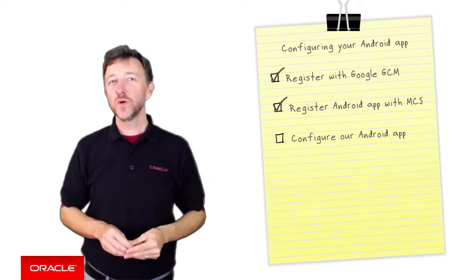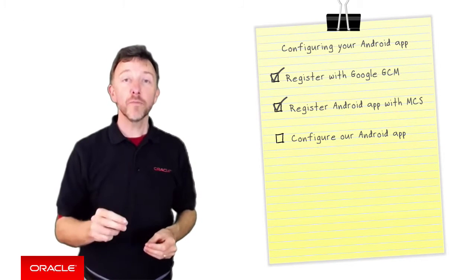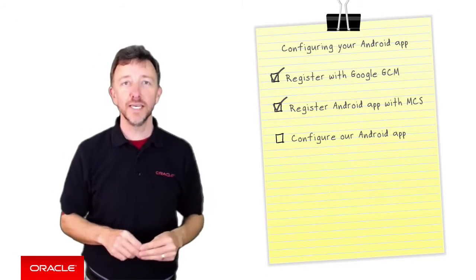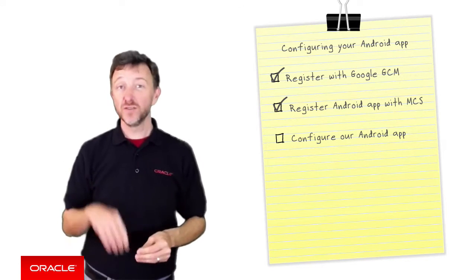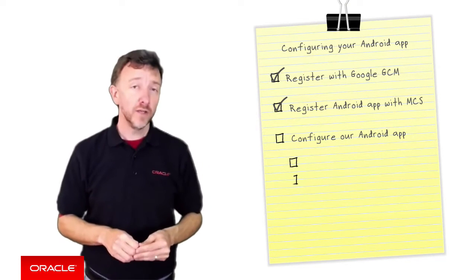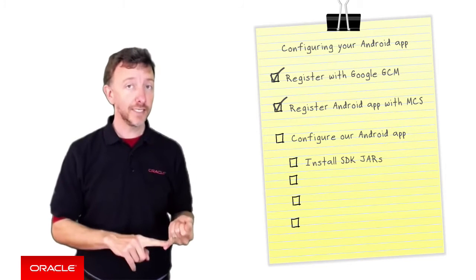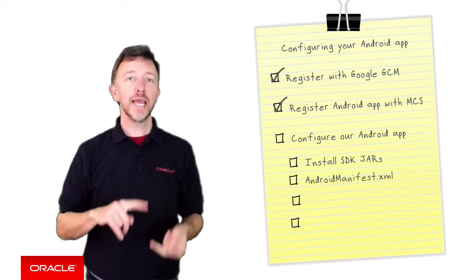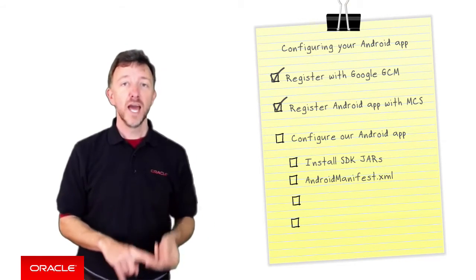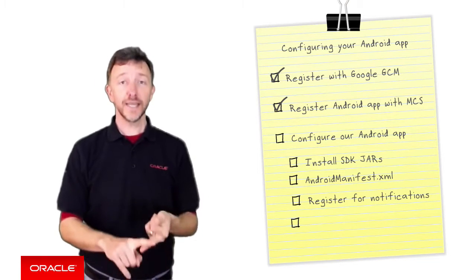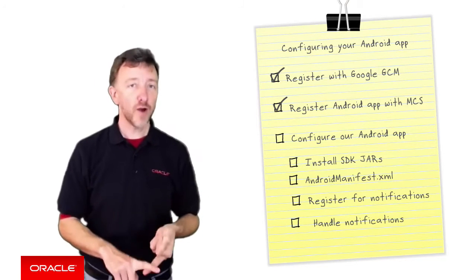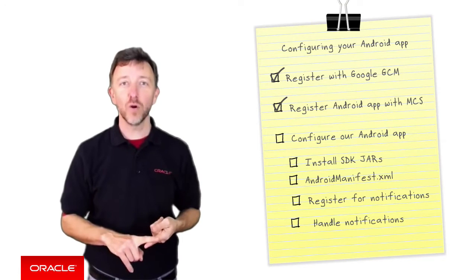The final piece of work to do is to configure your actual app for push notifications using MCS. Now this breaks into four areas of work. First, installing the MCS mobile client SDK. Then configuring the Android manifest XML file. Next, writing code to register the app for push notifications, and finally, handle any notifications that arrive.